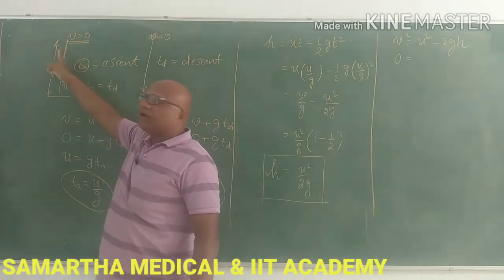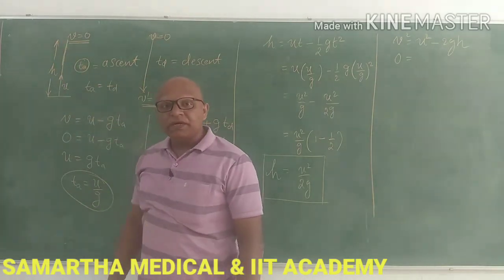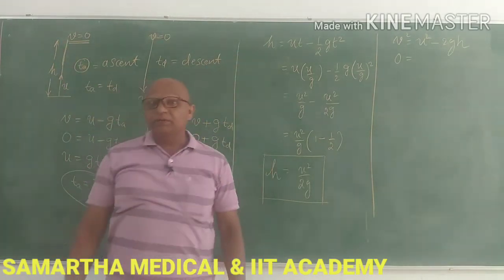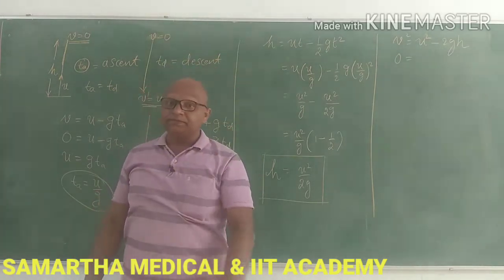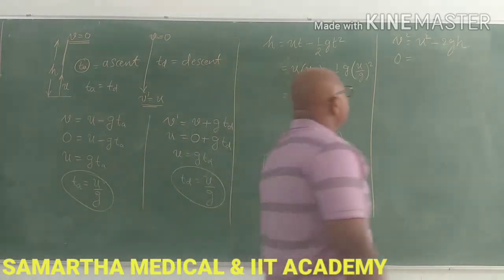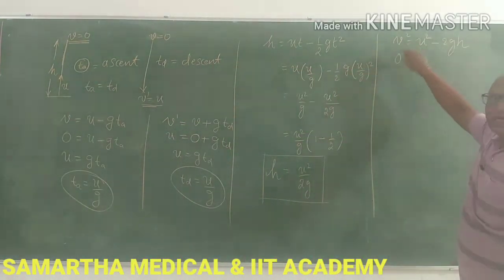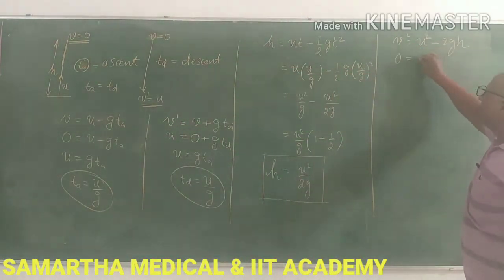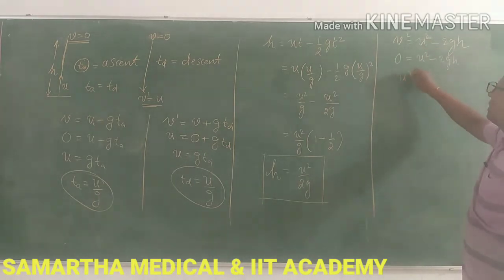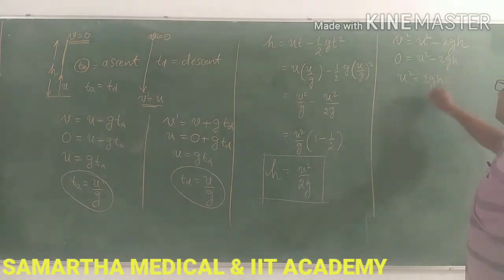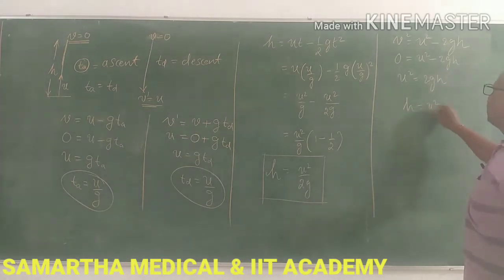At the maximum height, what will be the velocity of the particle when you throw it vertically upwards? Vertically upwards is very important. Vertically upwards means it's going in a straight line. When you throw it vertically upwards, the final velocity is 0. 0 = u squared minus 2gh, so u squared is equal to 2gh, or h is equal to u squared by 2g.